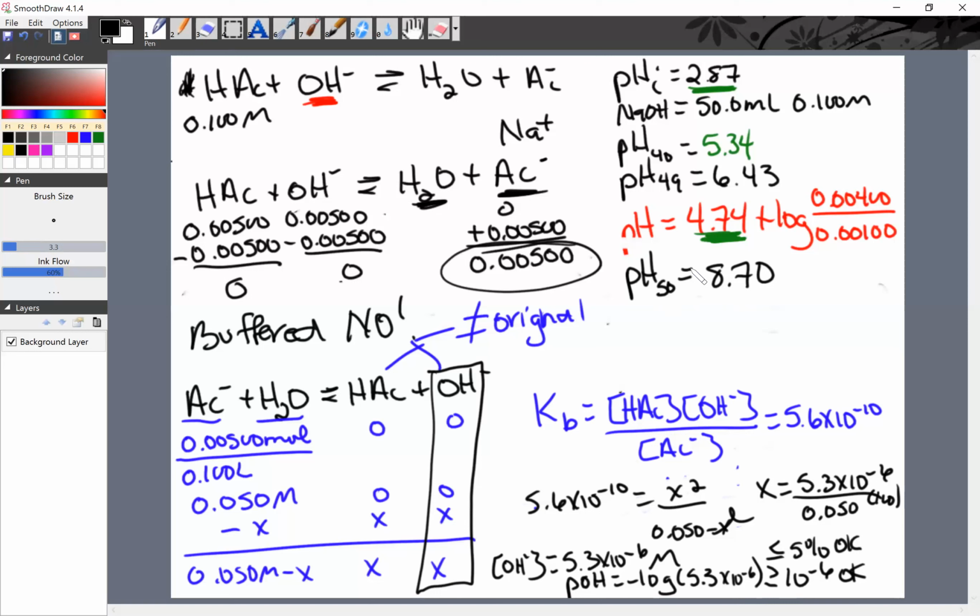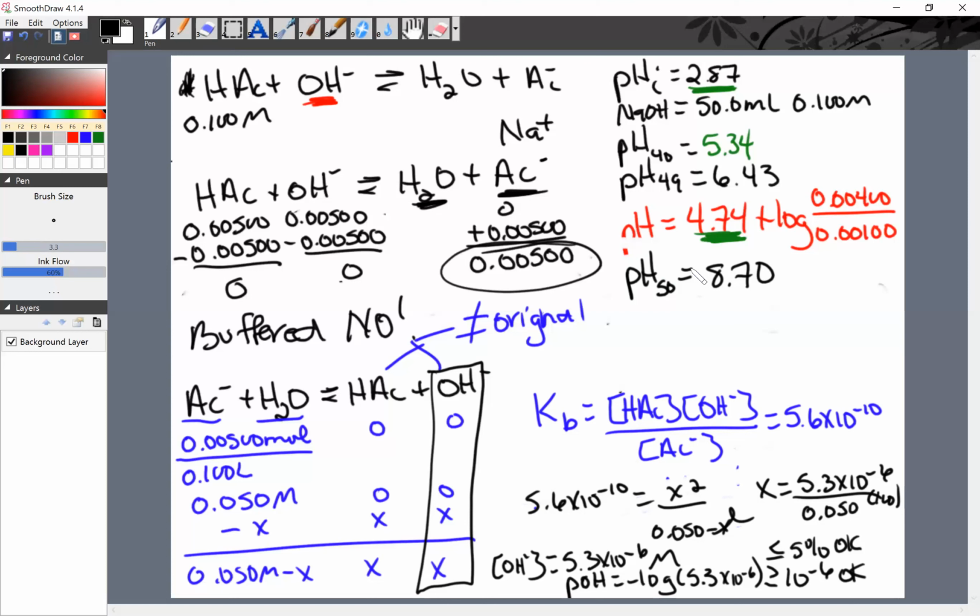Did we expect it to get out of the acid range and up into the basic range? Yes, because we've used all of our weak acid and the only thing floating around now is weak base. So we've got from 2.87, then 5.34, and then 6.43, and now we're up at 8.7.